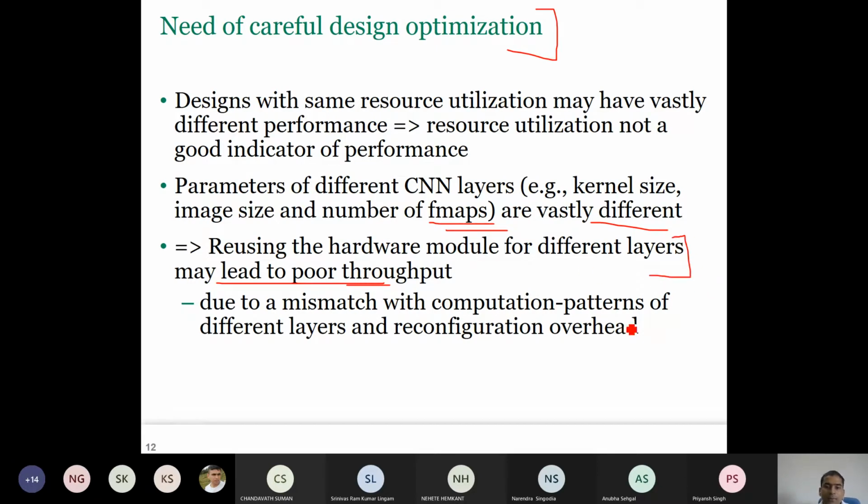Because the computation is mismatched between different layers, and you have to reconfigure it, right? So FPGA, you can reconfigure it. That's why you will incur the reconfiguration overhead.